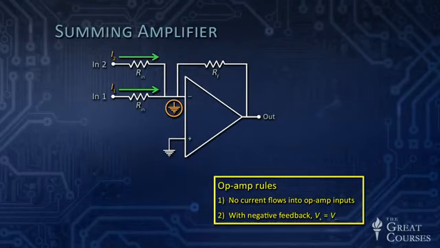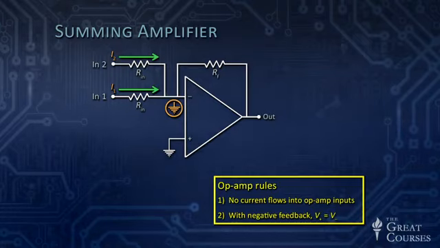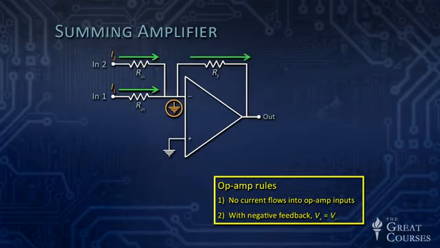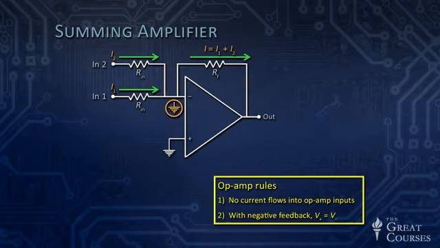And the current that flows in I1 and the current that flows in I2, according to op-amp rule number 1, no current can flow into the op-amp. So both those currents together flow through the feedback resistor. And the current in the feedback resistor is the sum of the 2 currents coming in through those 2 resistors. So we have what's called a summing amplifier, and let's work it out in a little bit more detail.